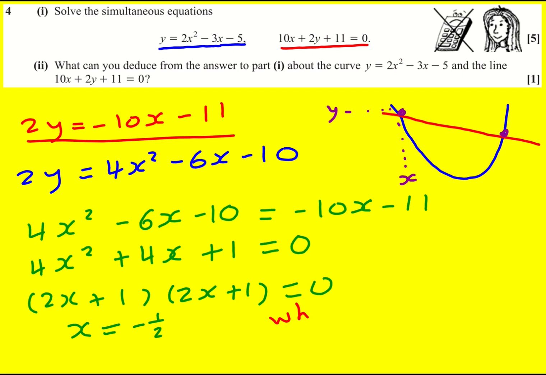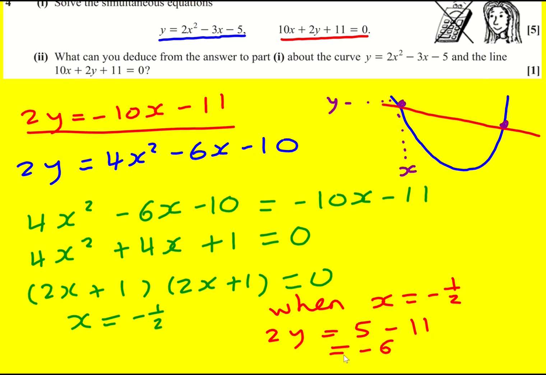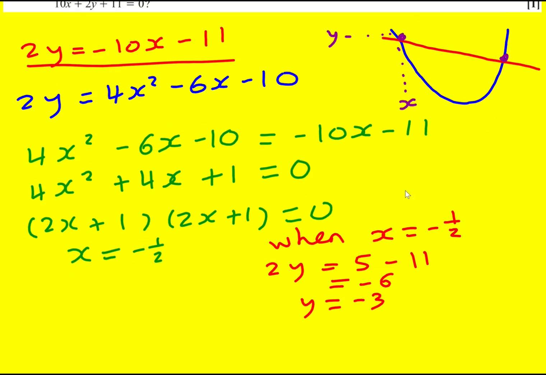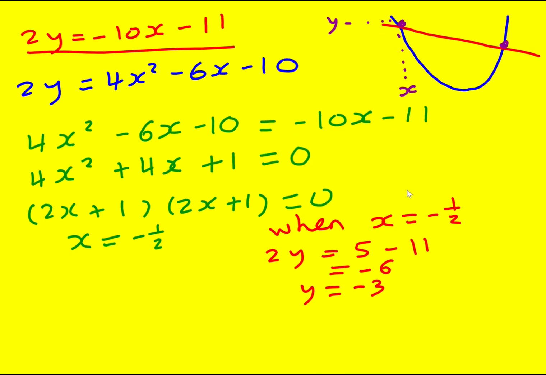So when x equals minus a half, let's just find 2y first of all. 2y is going to be minus 10 times minus a half. That's going to be 5. 5 minus 11, that's going to give me minus 6. And therefore y is going to equal minus 3. So that's actually my answer. I don't need to write it as coordinates. I'll leave it like that.